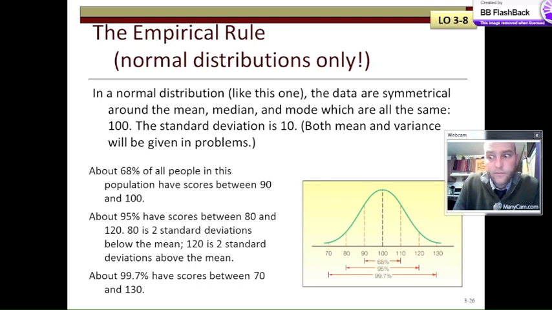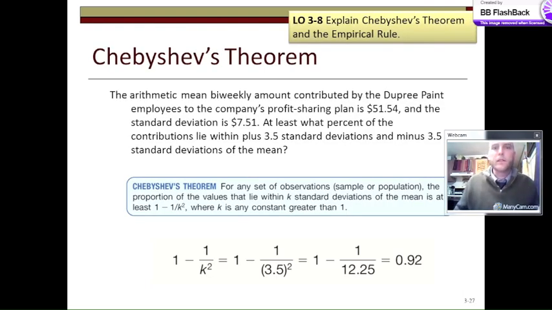I'll wait. Chebyshev's theorem. Now, the empirical rule only applies to normal distributions. But Chebyshev's theorem does something similar to what the empirical rule does, but A, it works for all distributions. B, it's not quite as specific. It's not quite as precise. Remember, for the empirical rule, 68, 95, and 99.7, commit those to memory. But for Chebyshev's theorem, we actually have a formula that we use.